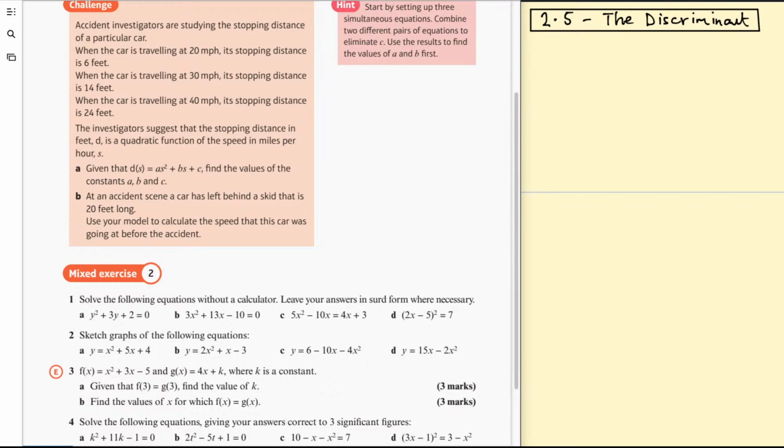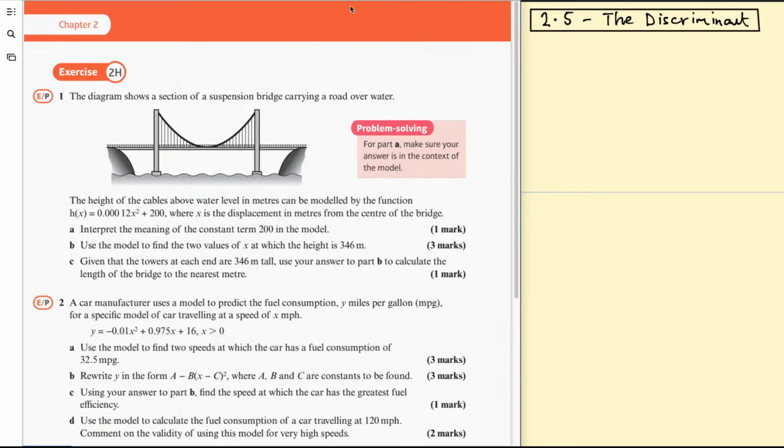Hello Salah and Disha, welcome. So where are we? I think I'm on the wrong page.